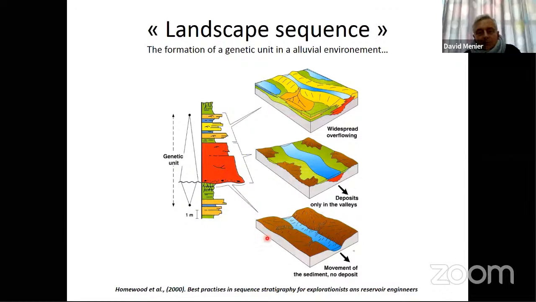And you see, from the first stage to this one, you are filling a lot, and you pass from marsh deposit to marsh deposit. And we call that a genetic unit. This is what you want to find in sequence stratigraphy in order to explain the reconstruction of the place that you want to study.